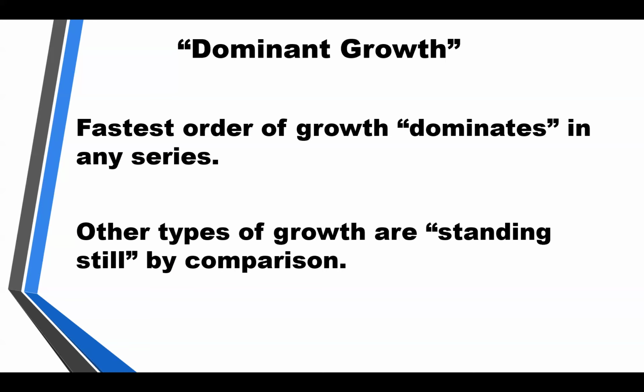So whatever that type of growth is, that determines whether the series converges or diverges. And the other slower types of growth are kind of like they're standing still by comparison. So if I can pick out the fastest, most dominant growth as n gets larger, as n goes to infinity, then I can simply focus on that one to determine the convergence of the series.